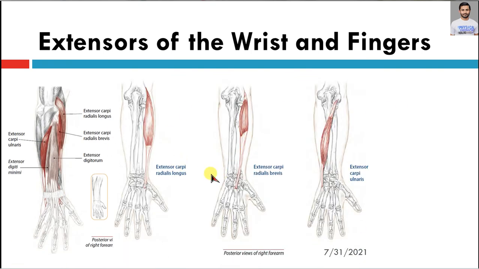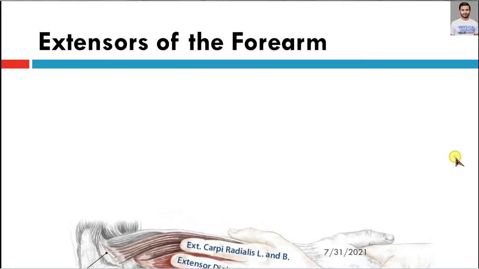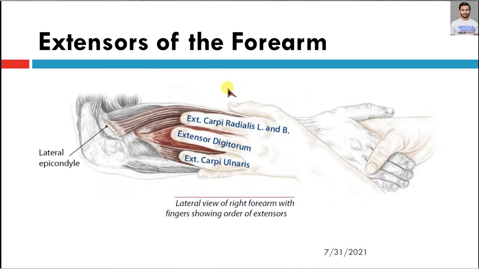The extensors can be seen: extensor carpi radialis longus, brevis, and extensor carpi ulnaris, and extensor digitorum. If you place your fingers just like this, underneath your index finger will be extensor carpi radialis longus and brevis. Under your middle finger there will be extensor digitorum, and under your ring finger there will be extensor carpi ulnaris.